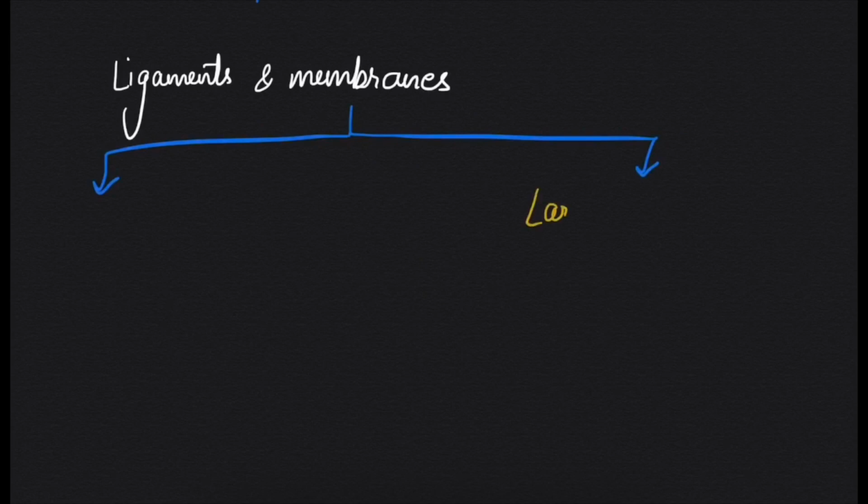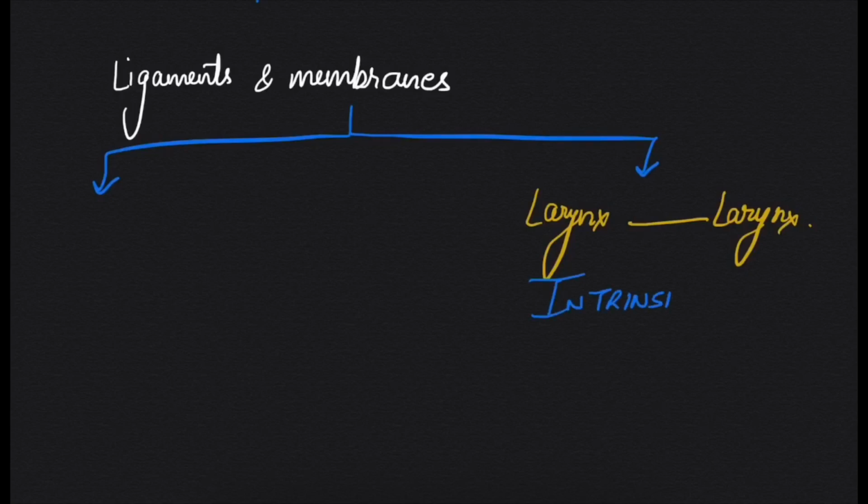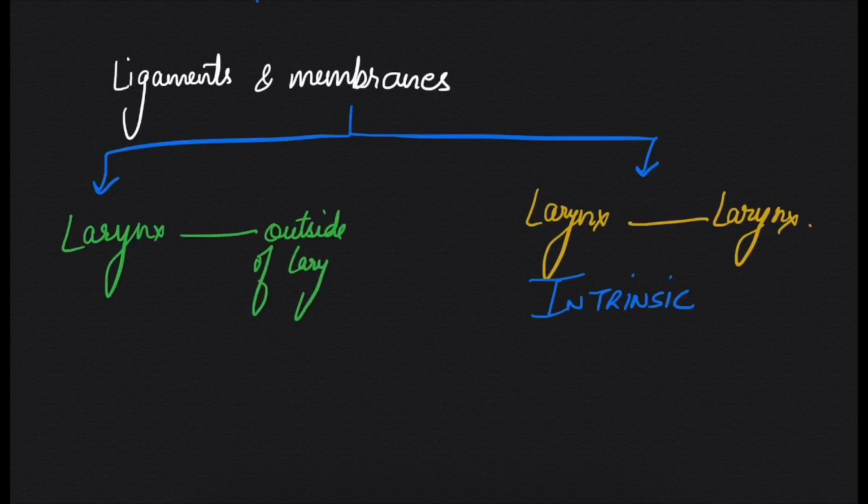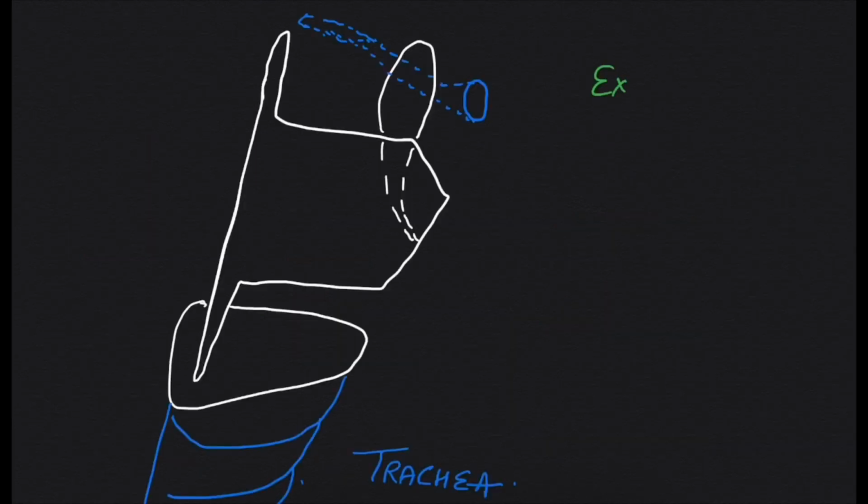Now moving on to ligaments and membranes. Okay, so it's very easy to remember. Any ligament or any membrane that connects or is attached to a part of the larynx and again attached to another part of the larynx, that is, connecting two things within the larynx, is called intrinsic, and any ligament or membrane which is attached to the larynx and is connecting the larynx to the structures outside is called an extrinsic ligament or extrinsic membrane.